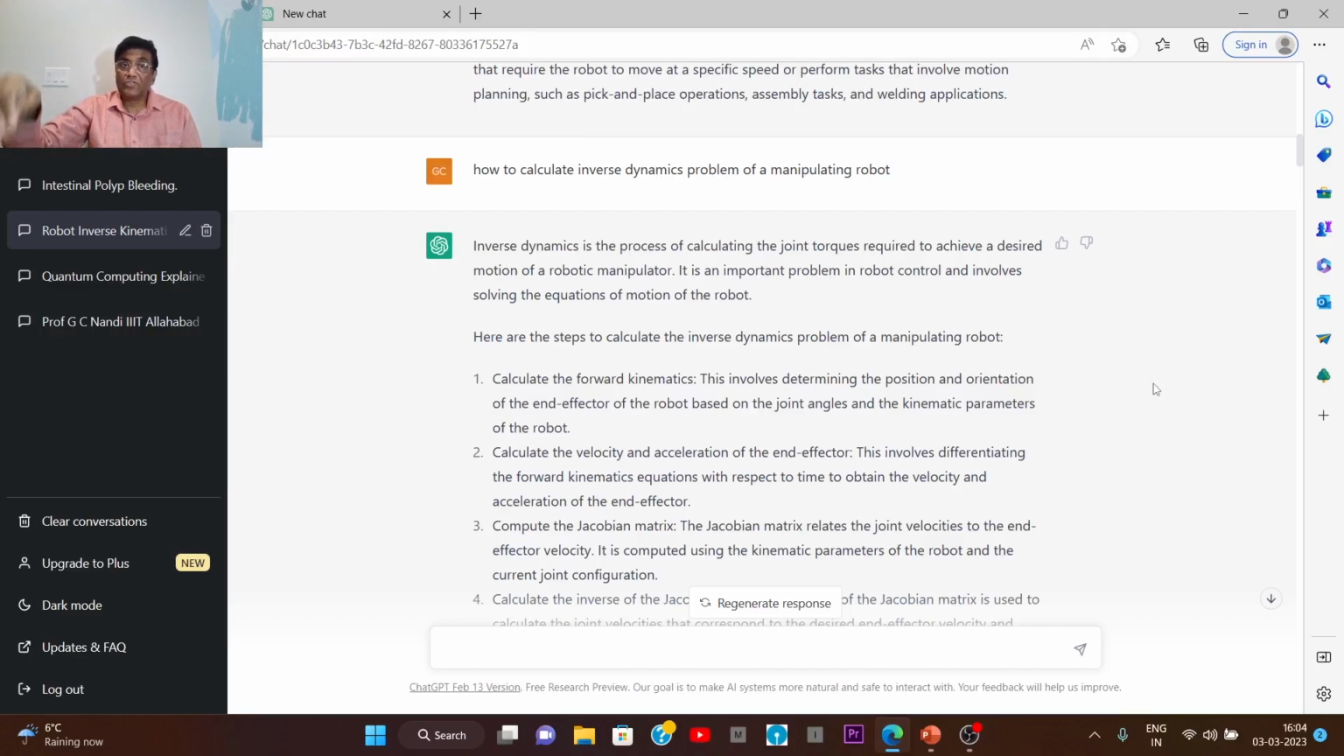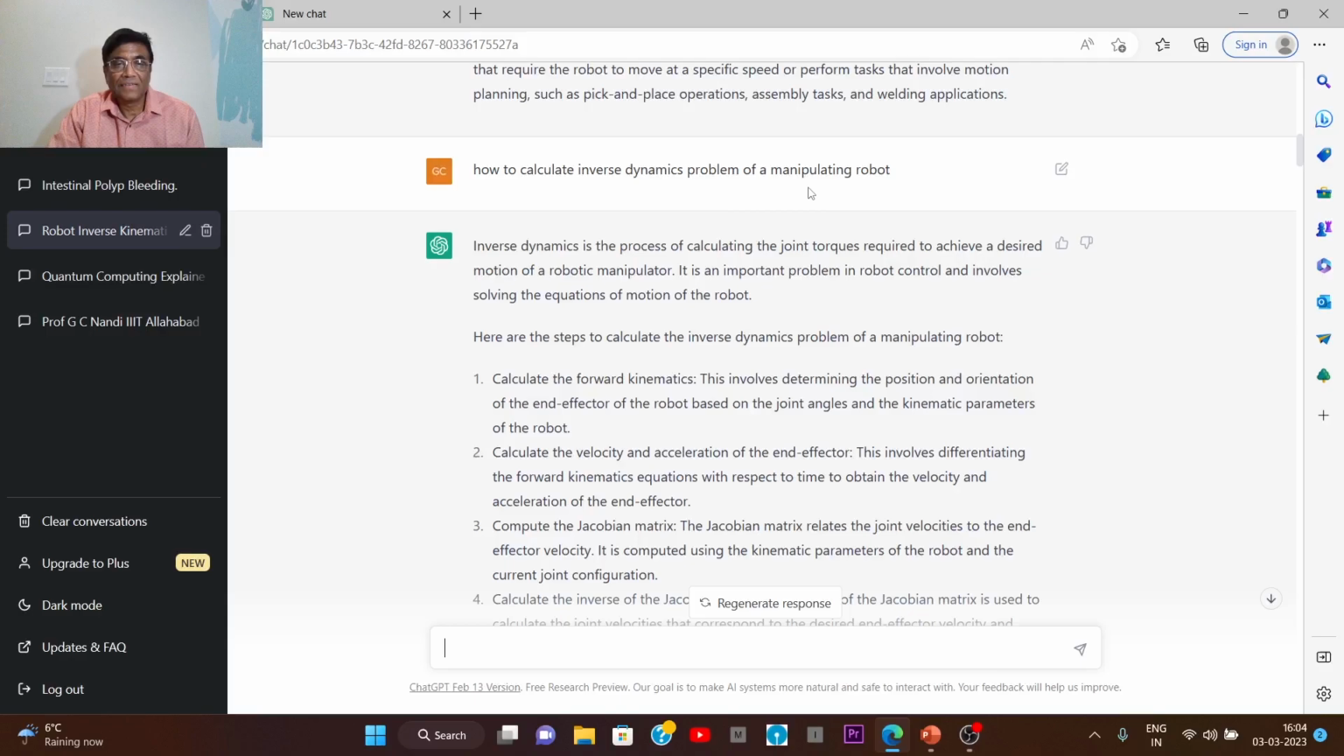When it needs to interact with the environment, for example, painting, cleaning floor, when the end effector is touching the environment, or maybe it is doing, along a trajectory, some kind of surgery, brain surgery. So the da Vinci robot, for example. So all these special applications require the inverse dynamics problem. How to calculate inverse dynamics?